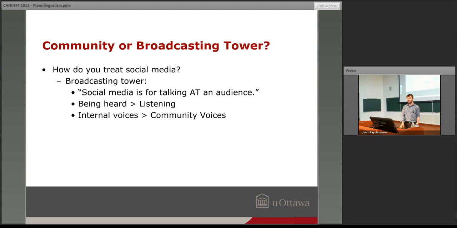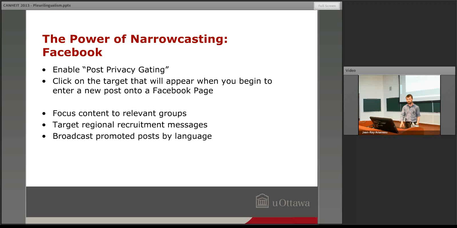And now you can start using language gating, which uses information that people have supplied to target them based on their language. So you no longer have to chunk language posts into one single post, which we do now. We send out separate French and English posts in cases where there's a lot of text, allowing us to communicate to both audiences while still keeping it centralized on one page. So narrowcasting on Facebook allows you to focus to relevant groups, target recruitment messages, and broadcast promoted posts by language.